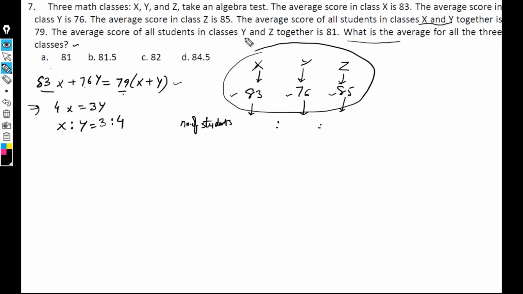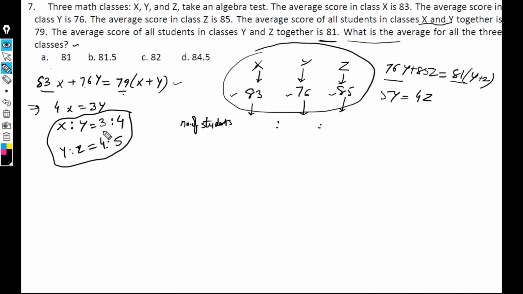Then he says the average score of all the students in classes Y and Z is 81. So out of this, the other equation is 76y plus 85z equals 81 times y plus z, which gives 5y equals 4z. So the ratio between y and z comes out to be 4 is to 5. By combining these two ratios, the ratio among x, y, z comes out to be 3 is to 4 is to 5, which is the ratio between the number of students in the three classes.